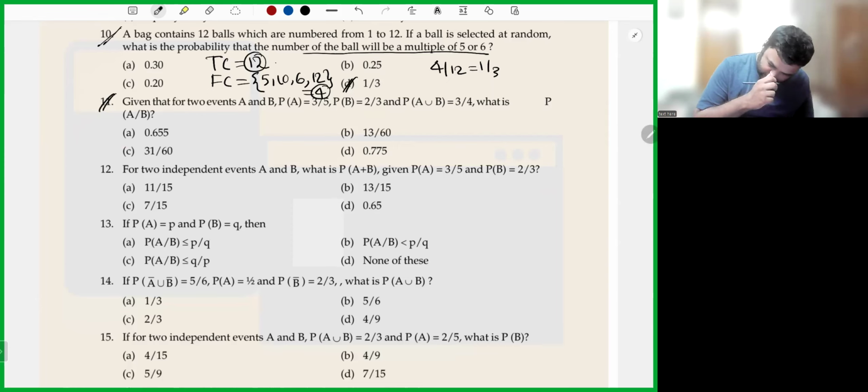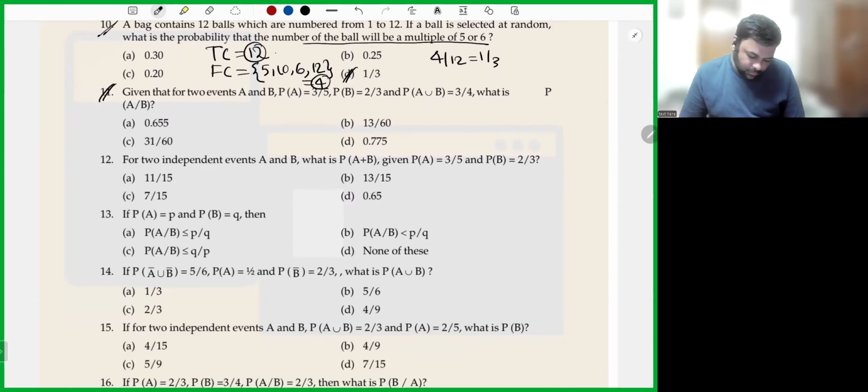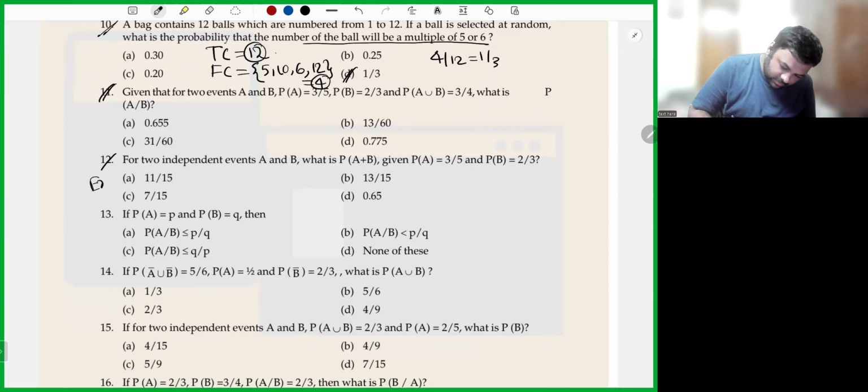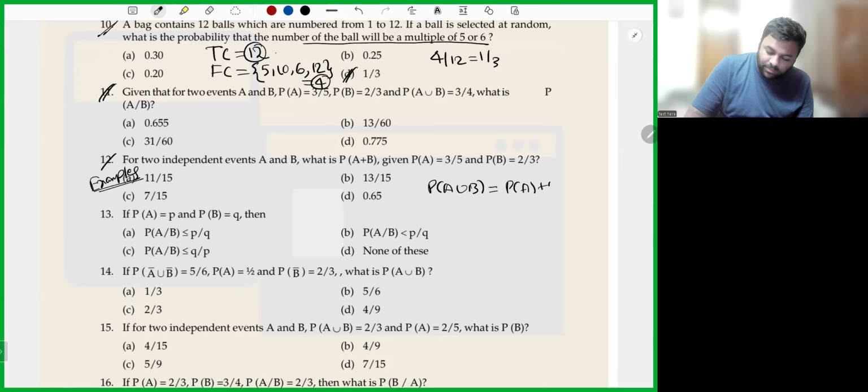Question number 11. This question number 12 also we have solved, my dear friends. Already in examples we have solved this. If you remember, I said to you, these are independent events. I said P of A union B is either P of A plus P of B minus P of A intersection B, or if you remember, you can even do 1 minus P of A complement into P of B complement. Let's check whether this will satisfy or not.